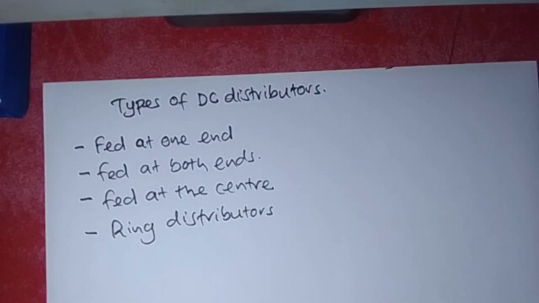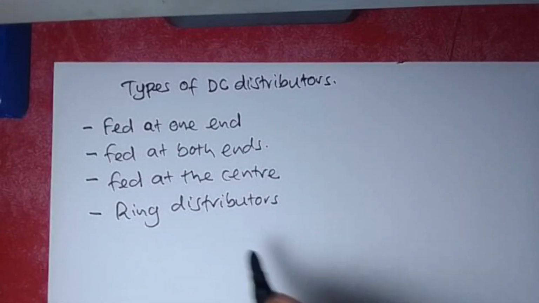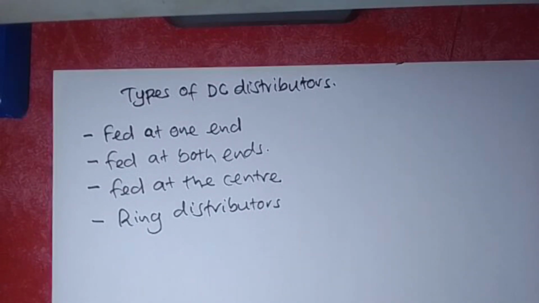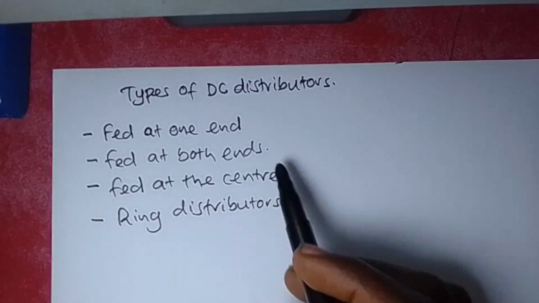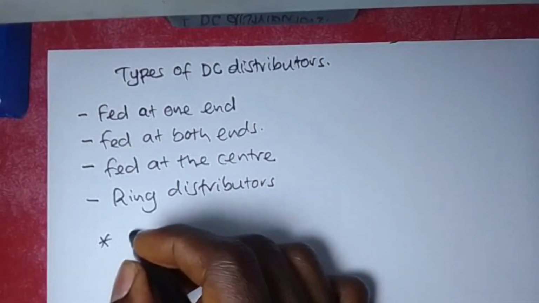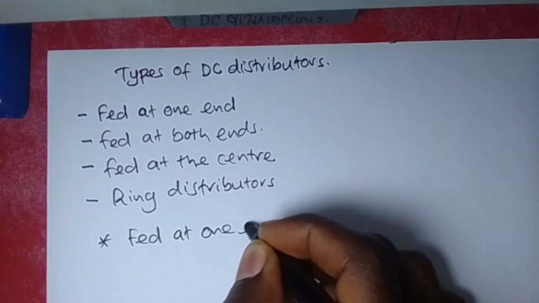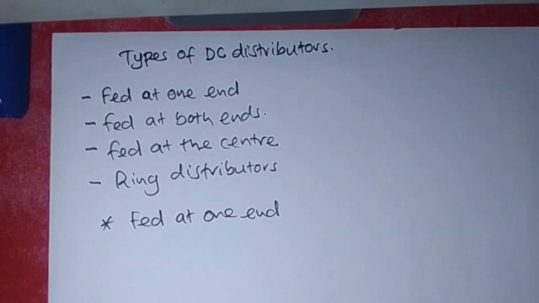So simply, a DC distributor fed at one end is that we have the line coming in, and then we have only a certain voltage being served from one point. Remember, they are used to distribute power. So I'm going to introduce basically looking at the DC distributor fed at one end. So type 1, the one fed at one end. Now we shall be representing the distributor by a single line diagram.